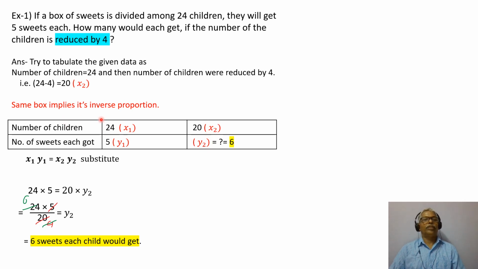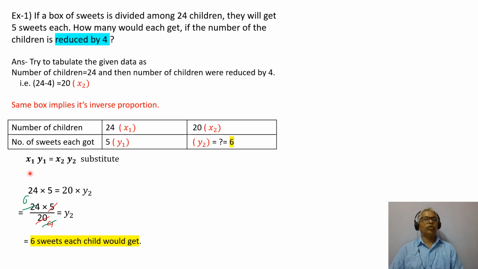As we know, this is an inverse proportion problem, so we use that particular formula, x1 y1 equal to x2 y2. Don't get confused in writing this formula for inverse and for direct. In direct, it is x1 upon x2 equal to y1 upon y2. I'm not repeating it again, so that you might not commit some mistake after confusion. Let us concentrate only on this: x1 into y1 equal to x2 into y2.